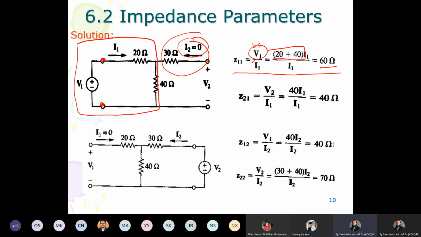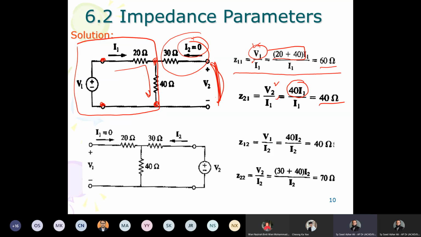If you don't understand, let's take a look at the second one. Second one is V2 over I1. Find V2. Since this is open circuit here, we look for something parallel. So this is parallel. How much current is flowing? I1 is flowing and the resistance is 40. That's why V2 is 40 I1. Divided by I1, we get 40.